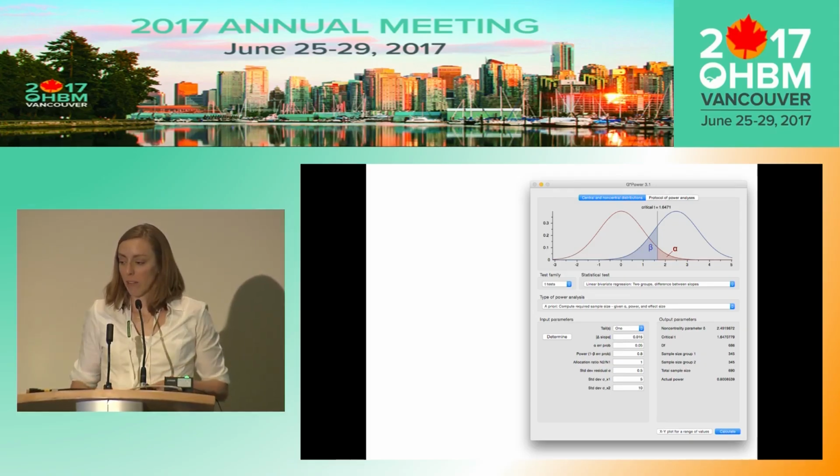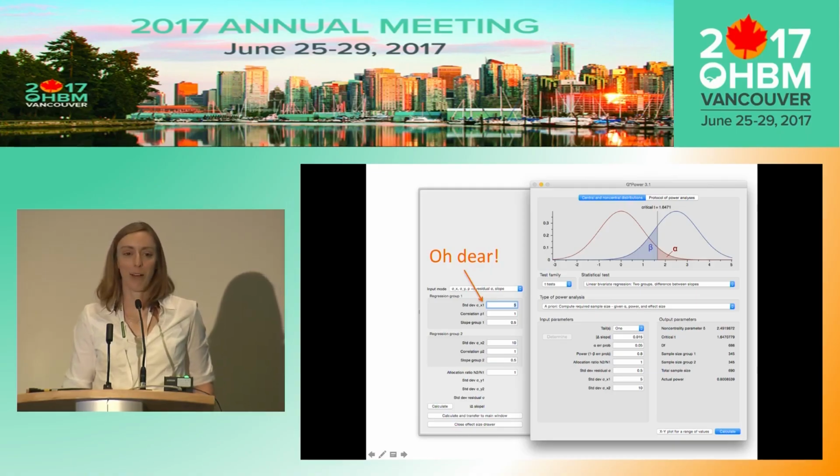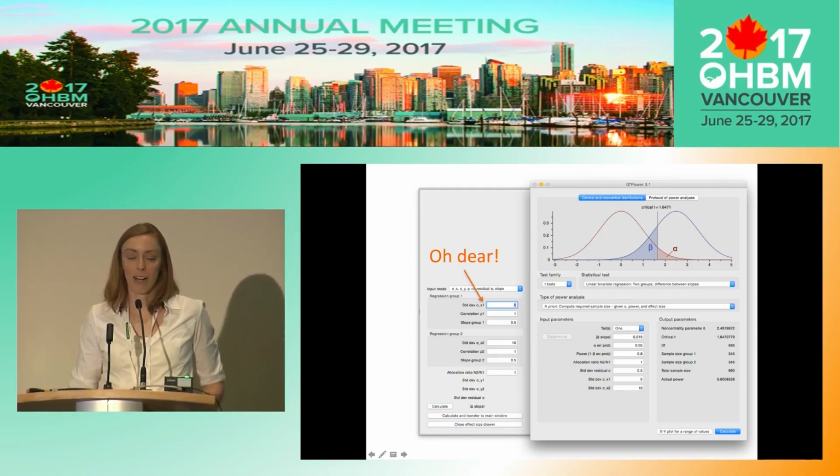And the thing is, if you click this little button over here, this determine button, it opens a little drawer, and that's where it hides how many parameters actually went into the calculation. It's not a lot more in this case. For each group, you have 3 parameters. You have, I think, a correlation, a variance, and a slope. And then from that, the sample size ratio.